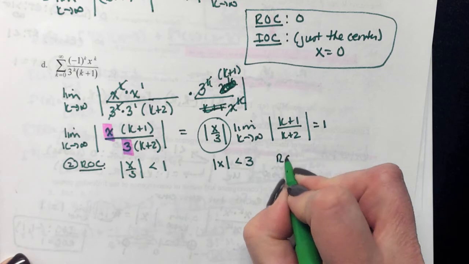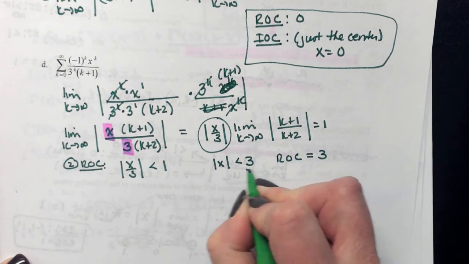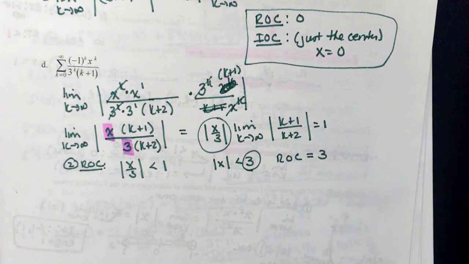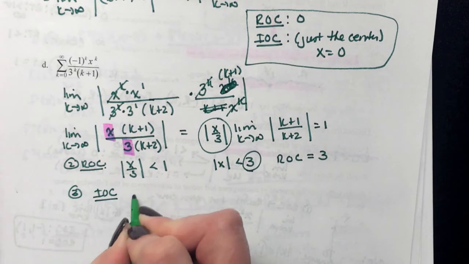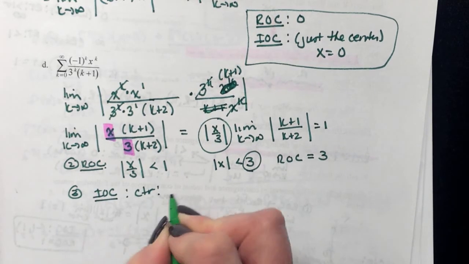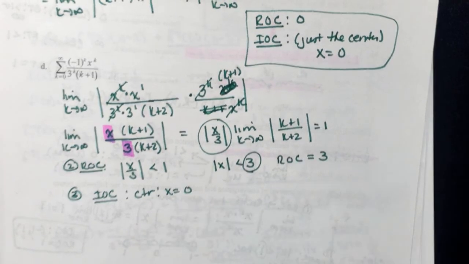So now I have a radius of convergence that's equal to 3. That's your radius of convergence right there. So then my interval of convergence. This is a Maclaurin polynomial, so I know my center is at x equals 0.